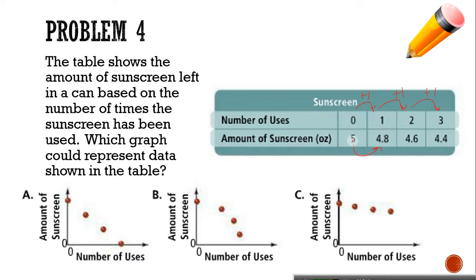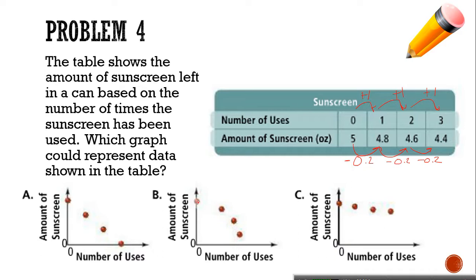Right here, if I subtract those two, I get 0.2 change, and it's actually a negative 0.2. Right here is another negative 0.2, and another negative 0.2. So it looks like every time I use this sunscreen, I'm using 0.2 ounces. So we need to figure out which graph could represent the data. Now, if you look here, it goes down by a constant amount.